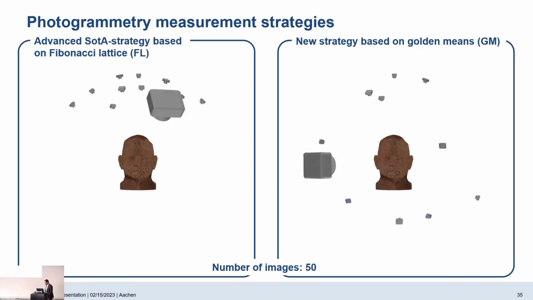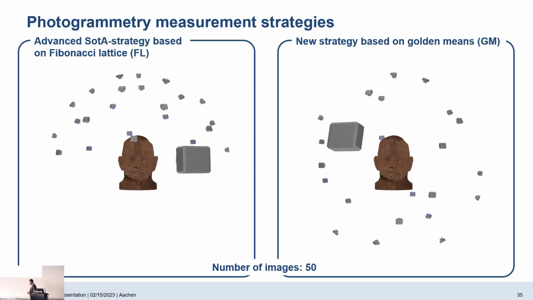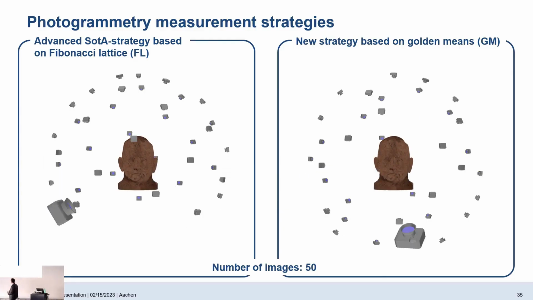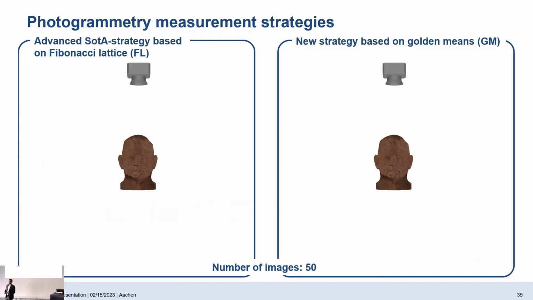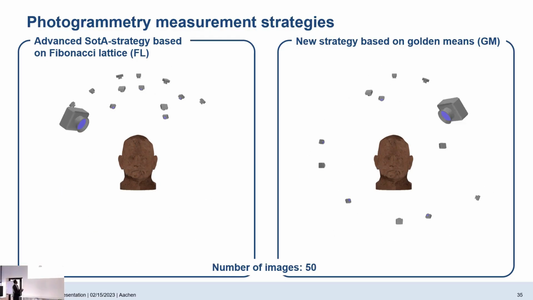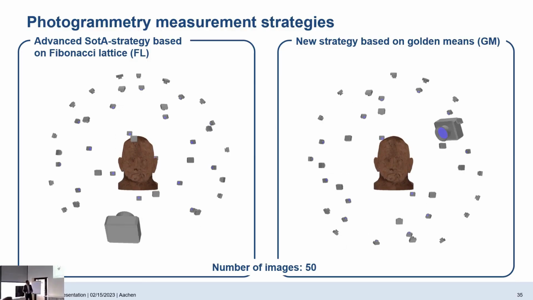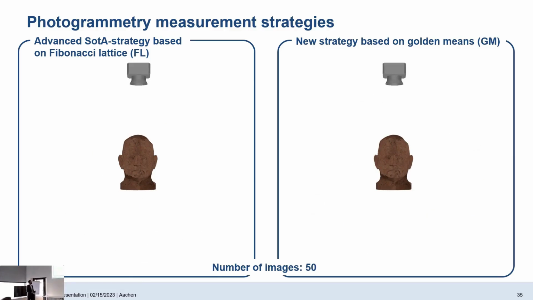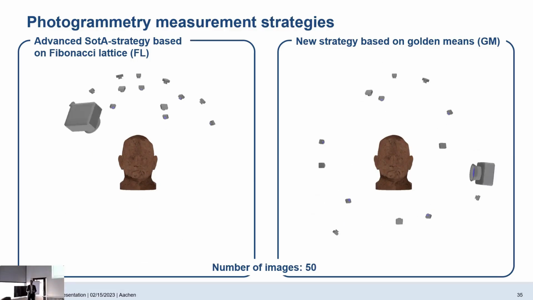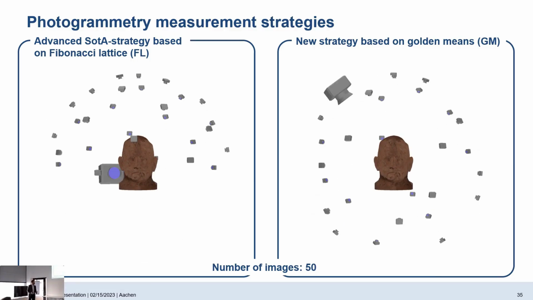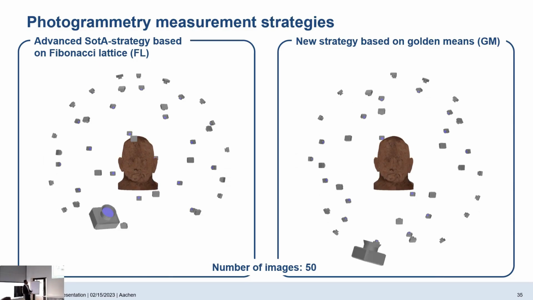So based on these 2 golden means, I designed a new measurement strategy. And on the left side, we see what I called the advanced state-of-the-art strategy, which is based on the Fibonacci lattice. And on the right side, a new strategy based on the golden mean sampling approach. And we directly see the difference here.